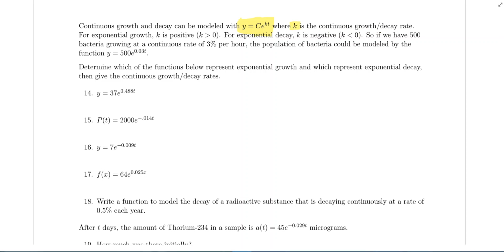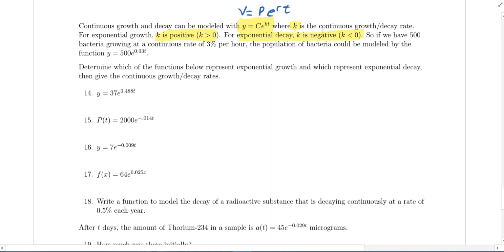So again, I want to emphasize that this is the same as before. It's just that the quantities are not money now, so we call them differently. Okay? So this is what we call continuous growth and decay. And it is a growth when K is positive, and it is a decay when K is negative.